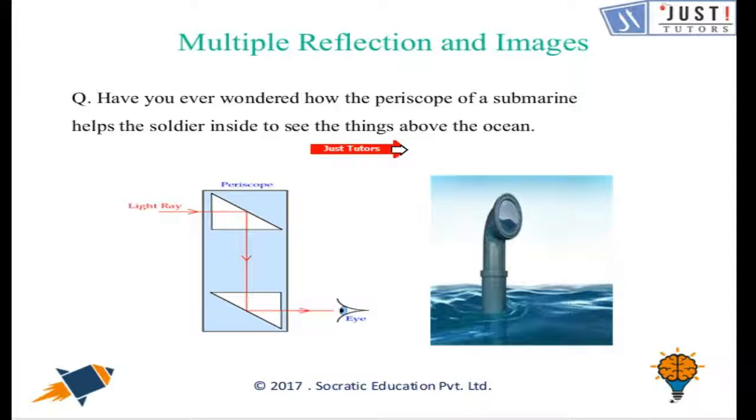Now, have you ever wondered how the periscope of a submarine helps the soldier inside to see the things above the ocean? That is because a long tube with mirrors at each end is placed there. The angle between them can be set to 45 degrees to the horizon. Hence, the soldiers inside can see the things above the ocean with the help of the periscope.